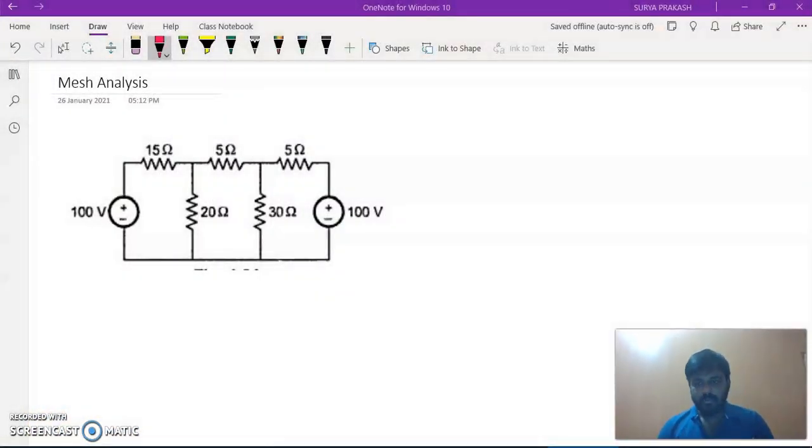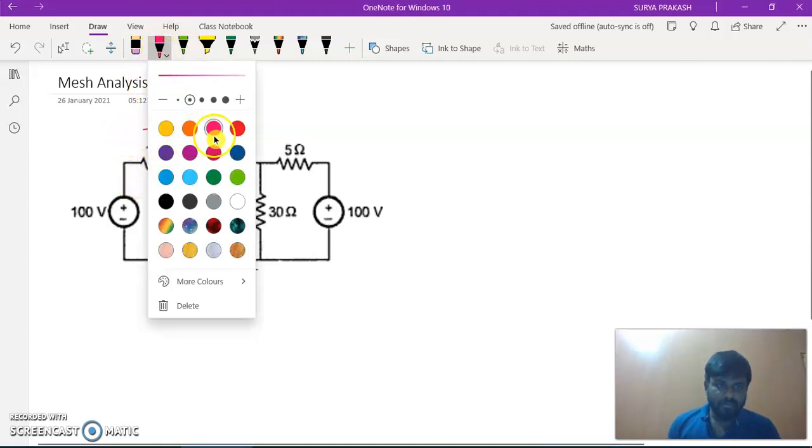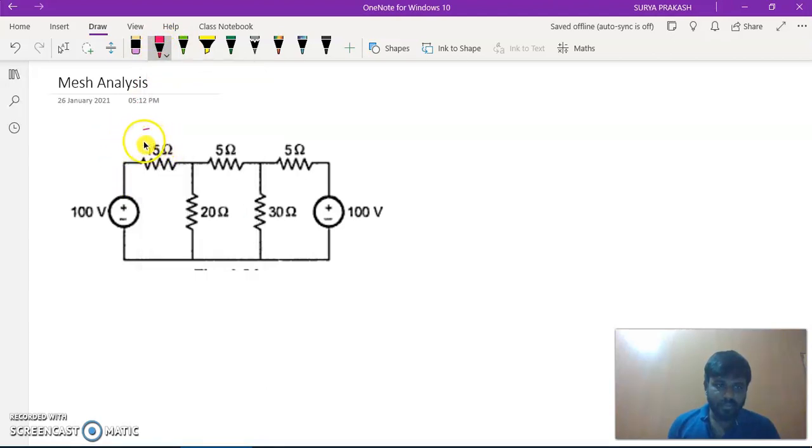Hello everyone, and today we're going to see another problem on mesh analysis. So this is a problem, and you want to find out the current passing through this 15 ohm resistance, the current flowing through the 5 ohm resistance, and the current flowing through the other 5 ohm resistance.